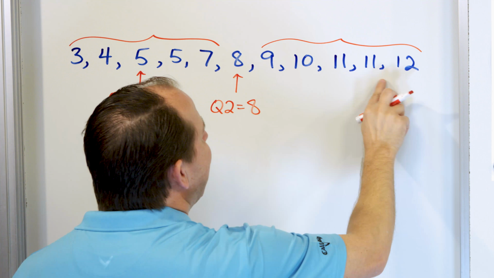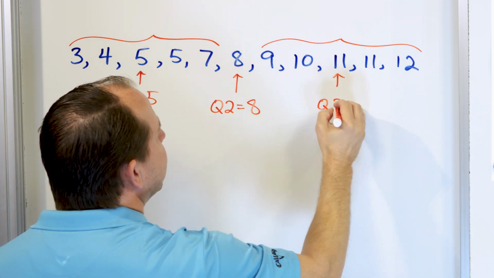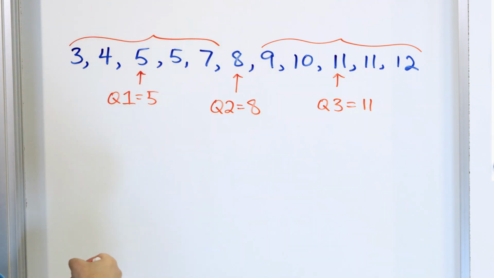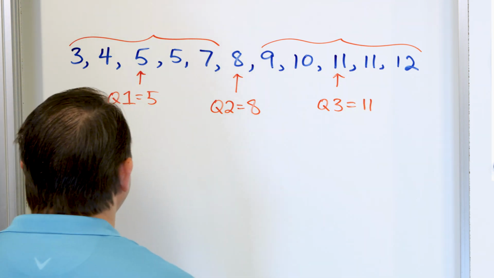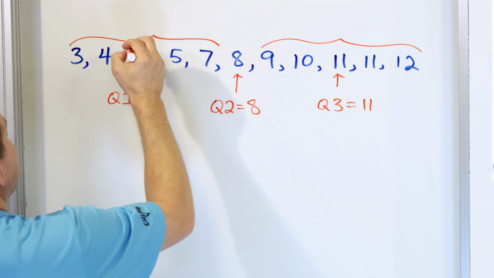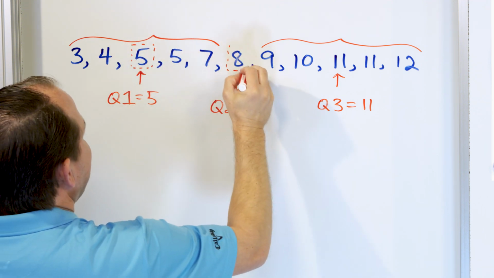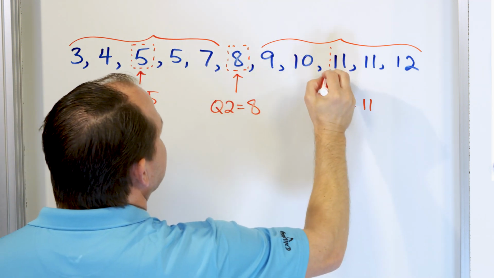And then we look at the upper half of the data and we see we have 11 right in the center. So Q3 is equal to 11. So basically, you can think about it this way. I'll draw a little box around the 5, a little box around the 8, and a little box around 11.